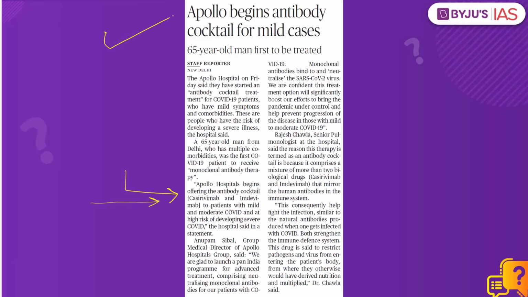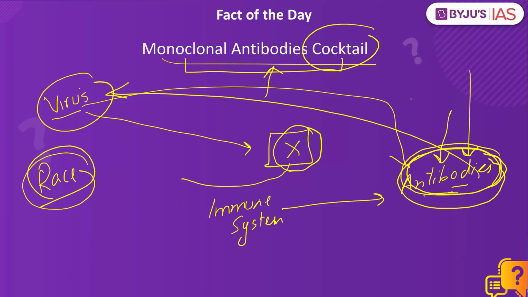This antibody cocktail shot into the limelight after it was administered to former US President Donald Trump. And this therapy reduces the chances of hospitalization by up to 70%. Of course, there are some conditions. This cocktail should be administered possibly within 48 hours of the COVID-19 infection or up to 7 days. But we don't have to get into these details. You just need to understand what this cocktail actually does.